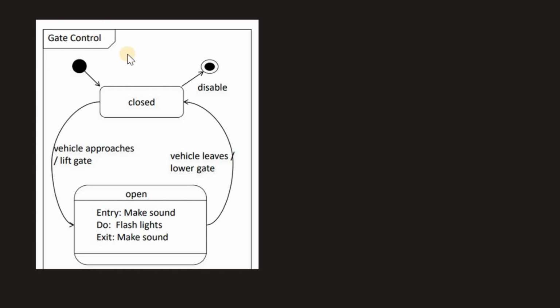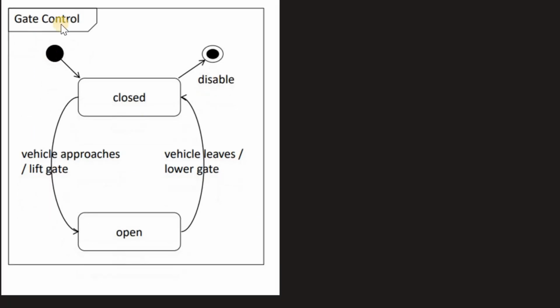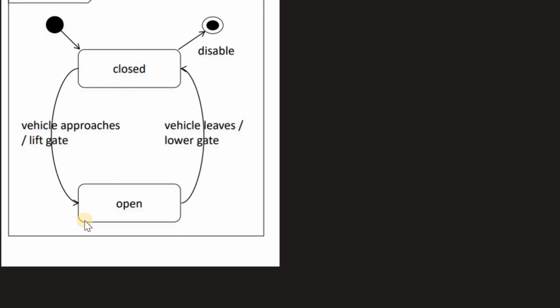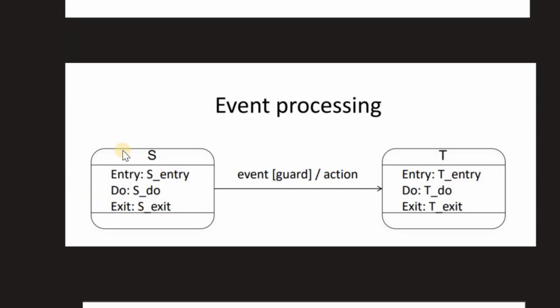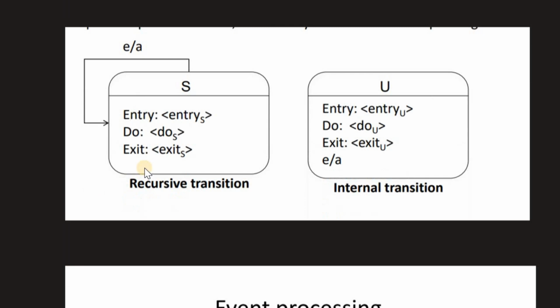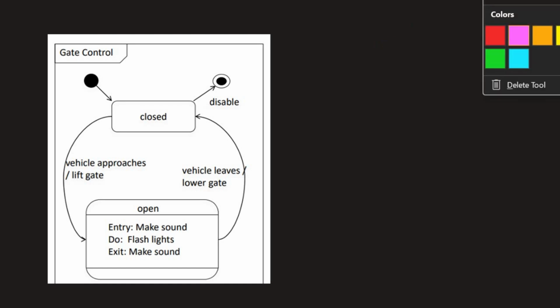So here we have a gate control system, and in part 1 I explained how the gate control system works, but this didn't include the state behaviors. In part 2 I explained how the state behaviors work. So here we have state behaviors, and let's go ahead and try to figure out how it works.